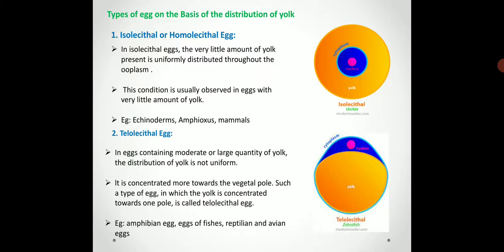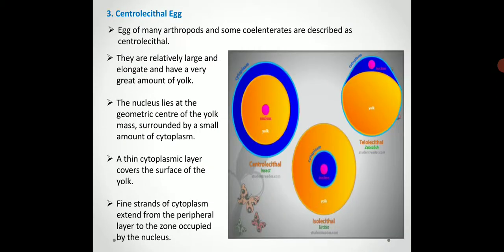In this picture, you can see the eggs have two poles: the upper pole, that is the animal pole, and the vegetal pole. Here the concentration of the yolk is towards the vegetal pole, and that type of egg we call a Telolecithal egg. The third one is the Centrolecithal egg.